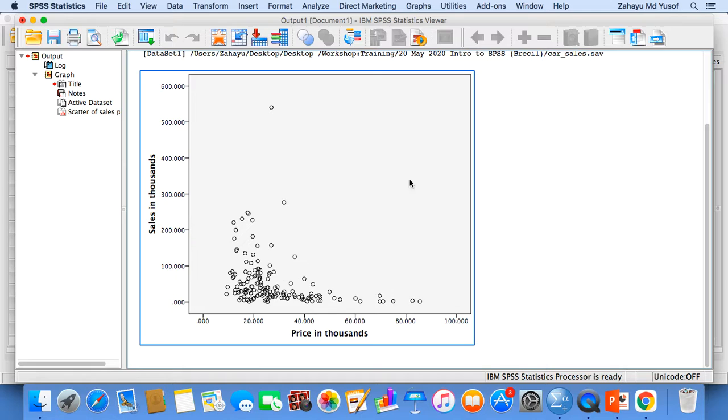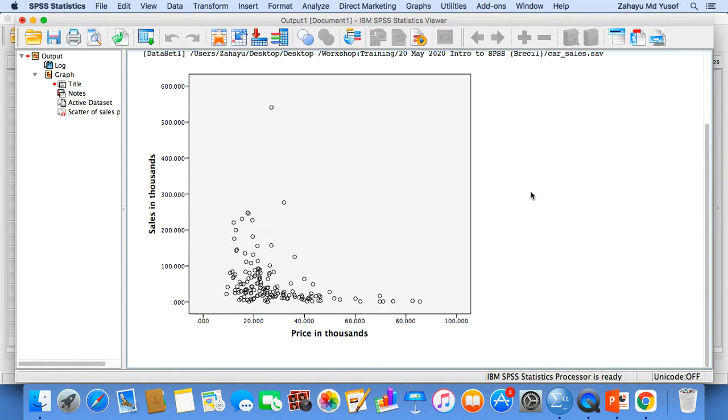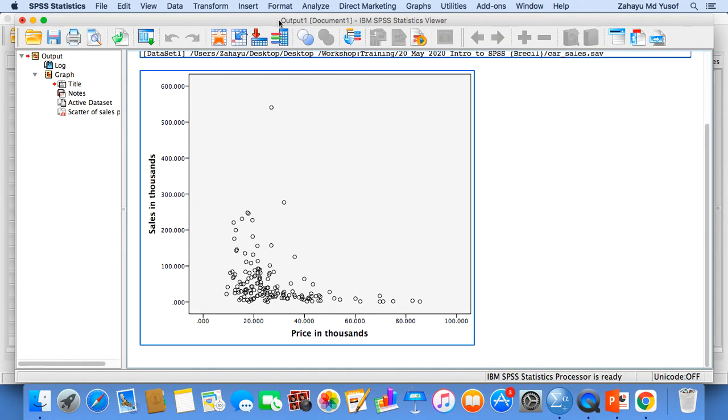So from this scatter plot, what can you interpret? So based on your eyes, you can see that there may be some relationship, the negative relationship between those variables.